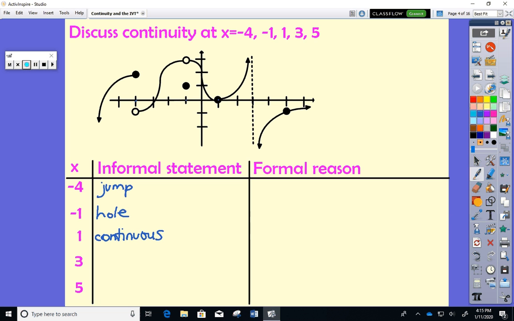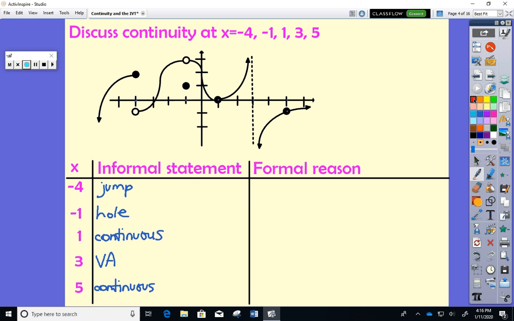All right, what about at x equals 3? Of course, at x equals 3, I see a vertical asymptote. And then last but not least, at 5, 1, 2, 3, 4, 5, here's x equals 5. Again, it's like at x equals 1, the graph is just nice and continuous. So we're going to practice explaining why a graph is continuous and discontinuous so that you understand how to write your formal reasons.